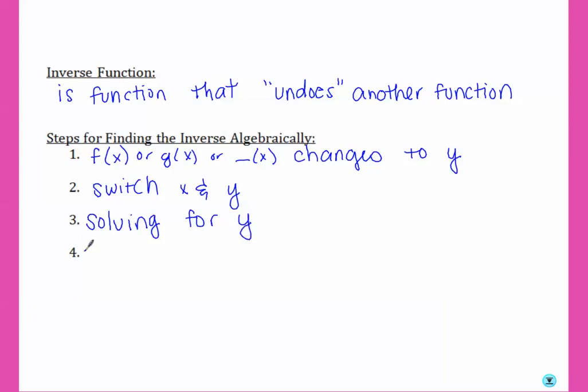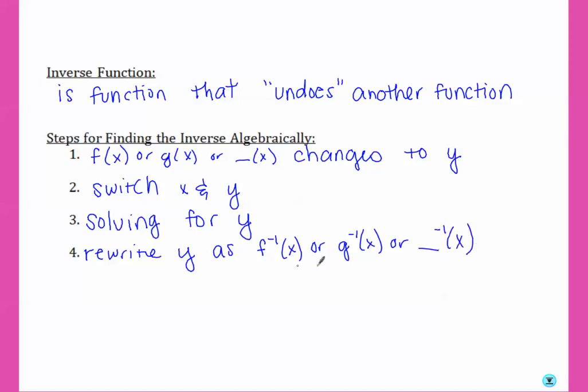And then in our final answer, we're going to rewrite y as either f to the negative 1 exponent of x, or g to the negative 1 exponent of x, or whatever letter we have to the negative 1 exponent of x. And what this notation means is that this basically is saying the inverse is blank by putting that before the equal sign. So the negative 1 exponent basically just means the inverse here. So let's look at some examples.